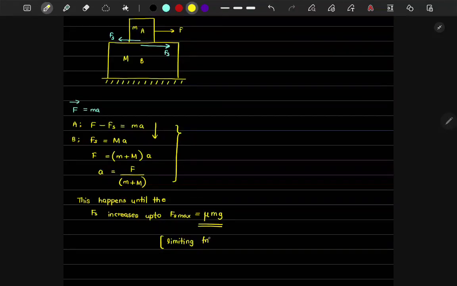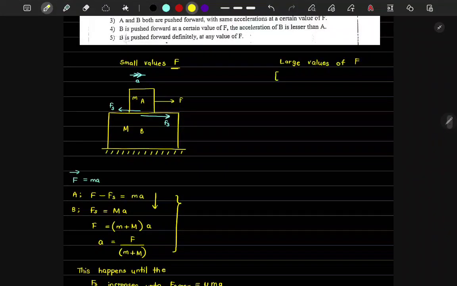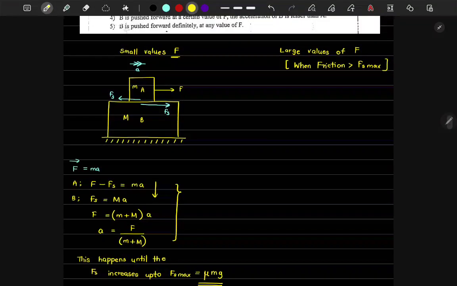Afterwards, so actually this can be considered as when F, let's say that this is the friction, when friction is greater than Fx max. If so, what happens is, whatever the value of F is after that point, the friction won't change, it would be constant. Let's say that the limiting friction and the dynamic friction is equal.